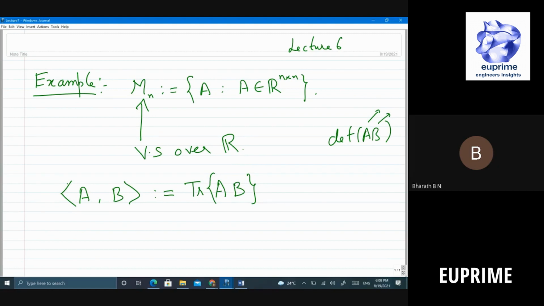This is definitely an inner product. Why is that? For example, if I look at A with A, what do you get? Trace of, well, I get A squared. What is the issue here? Is trace of A squared always positive?